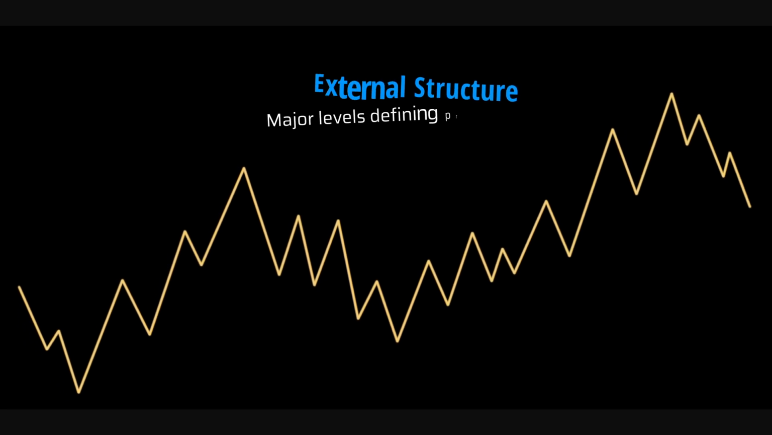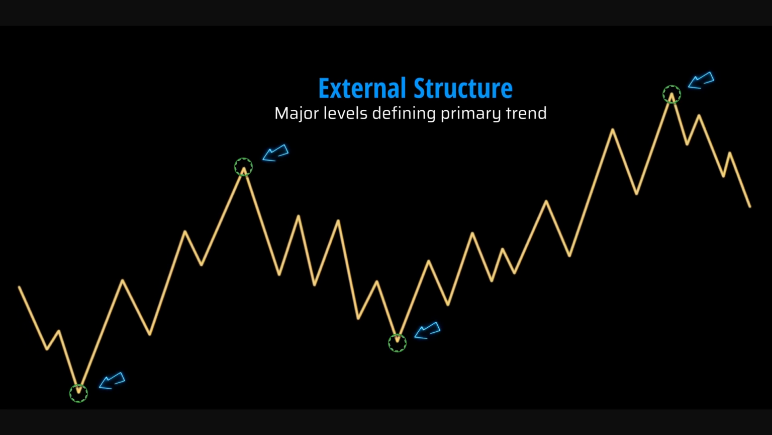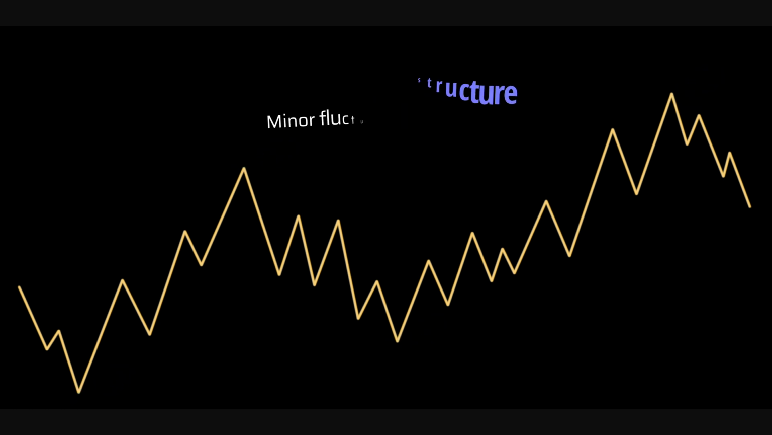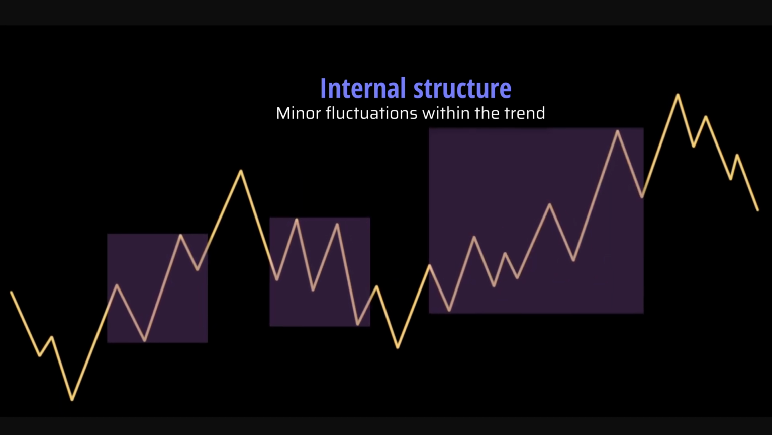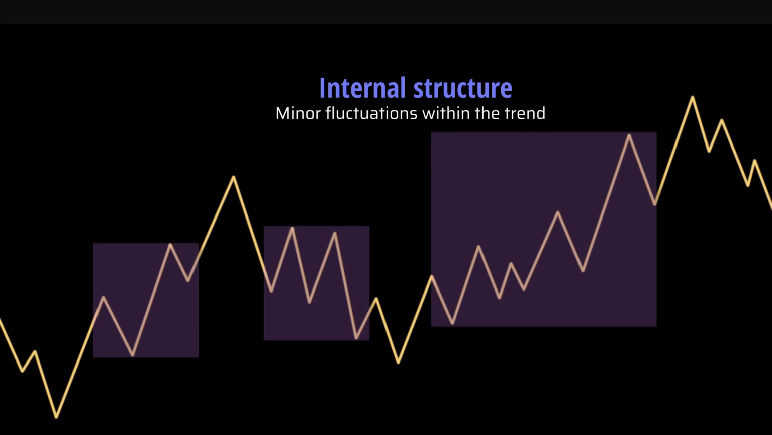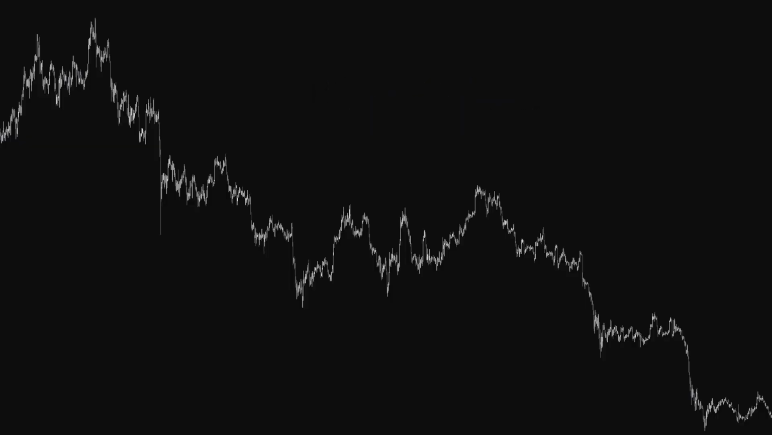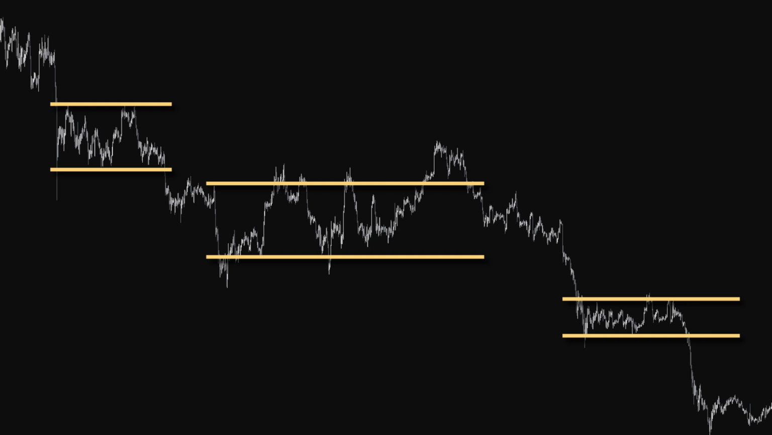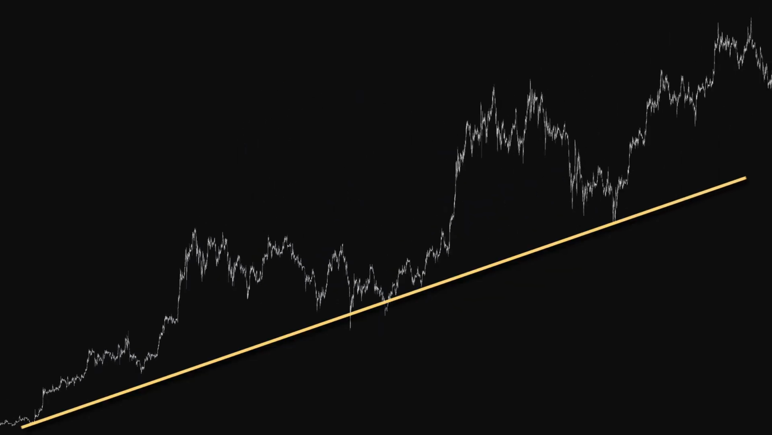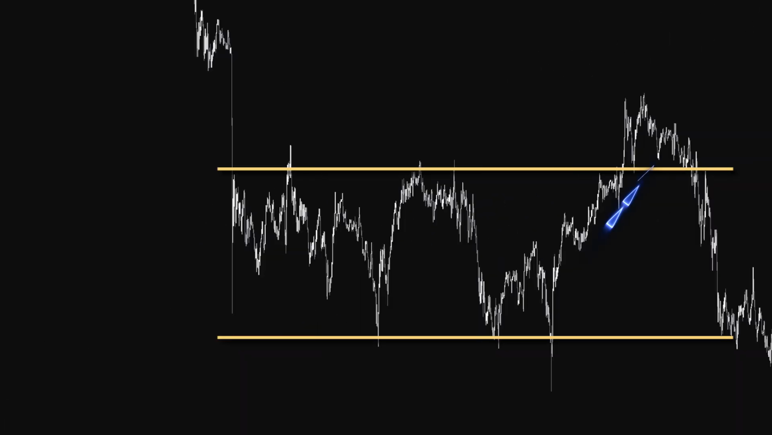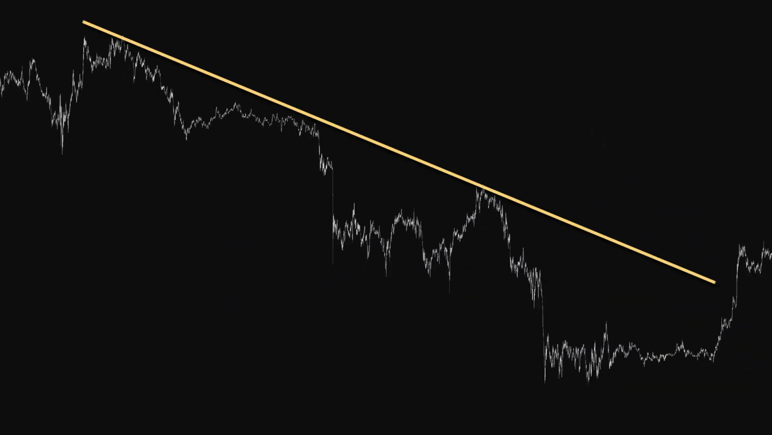The key distinction lies between external and internal structure. External structure, major highs and lows that define the primary trend direction. These levels represent significant institutional positioning and create the framework for major price movements. Internal structure, minor fluctuations that occur between major levels. This includes pullbacks, consolidations, and minor breakouts that don't affect the overall trend. Most trading failures occur when traders mistake internal movements for external signals. They see a minor retracement and assume the entire trend has reversed. Or they interpret internal breakouts as major directional changes.